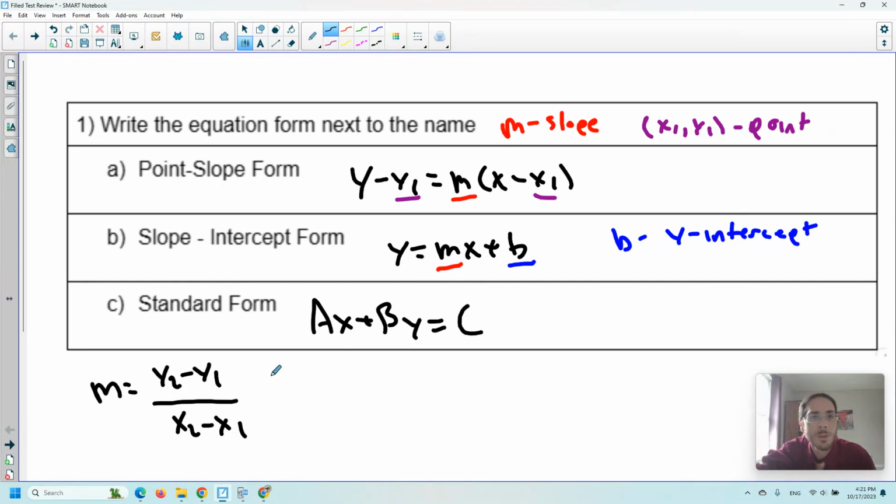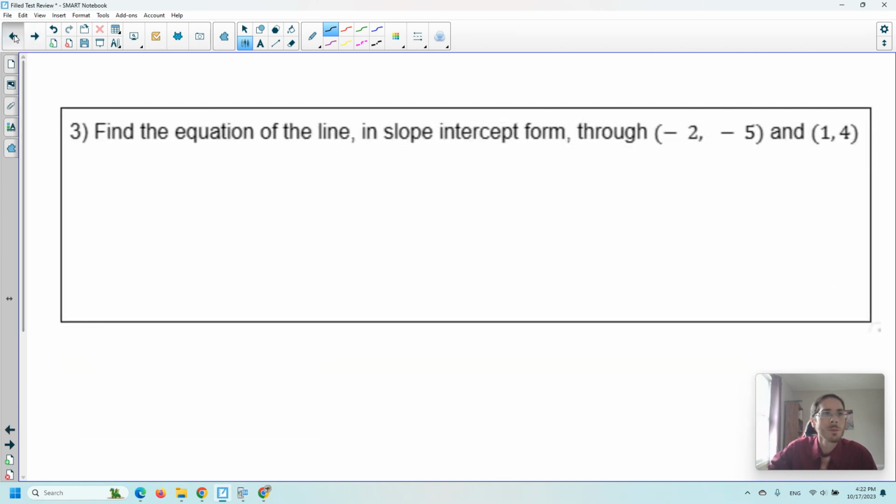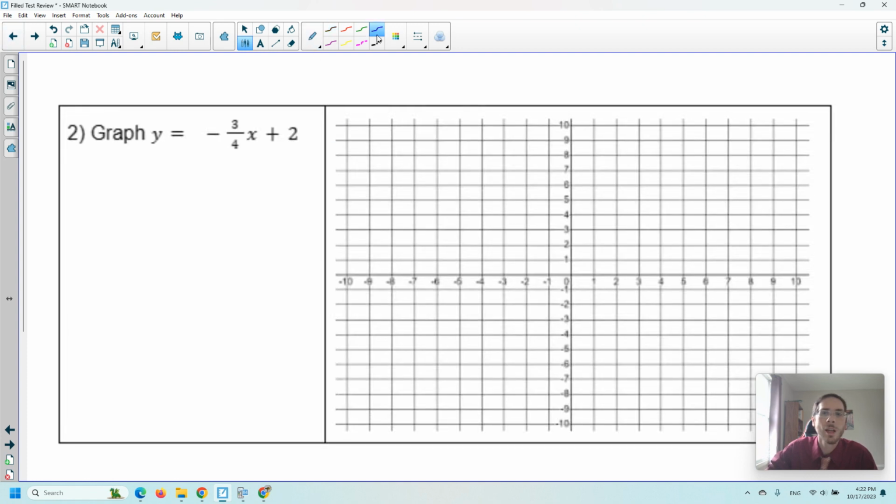All right, so that's everything we got for number one. So number one, we just have to get the equations. So nice little review of all those parts. Two. So we graph our graph. So here it's in slope intercept form. So we know that our y-intercept is 2. So we're going to start at 2. So we're just going to go up 2 and make a dot.